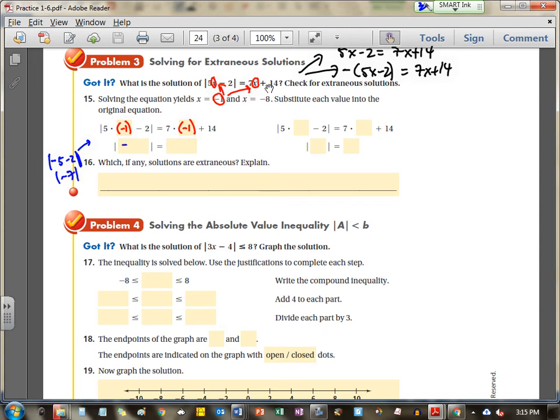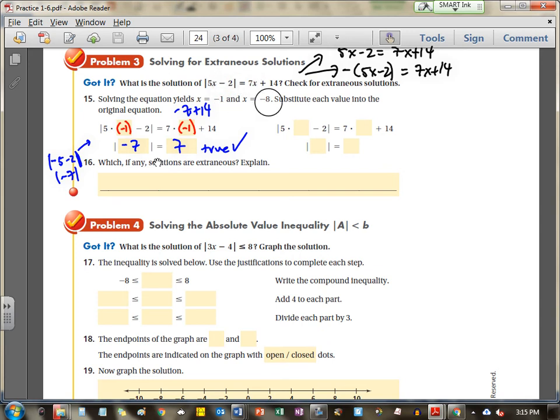So this side is just absolute value of -7. The right side is not an absolute value. It's basically -7 plus 14, which is +7. Now, is this statement true, that the absolute value of -7 is just 7? And that is true. So that means that x equals -1 is actually a legit valid answer, because plugging it in gives me a legit true statement.